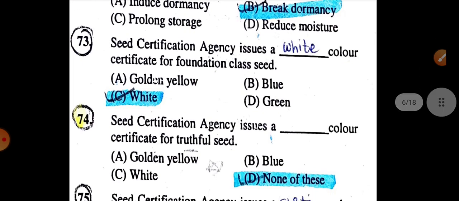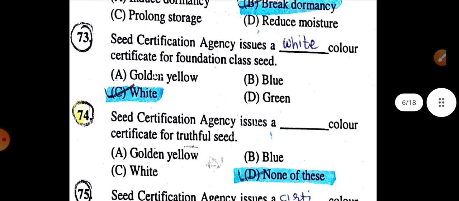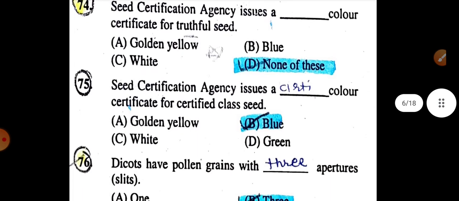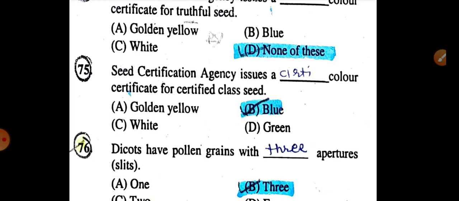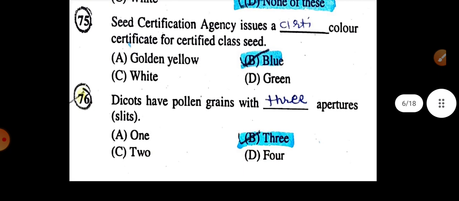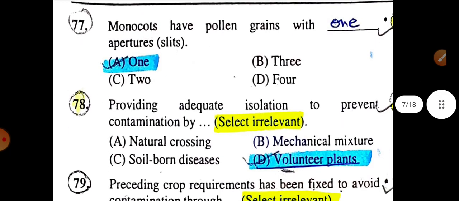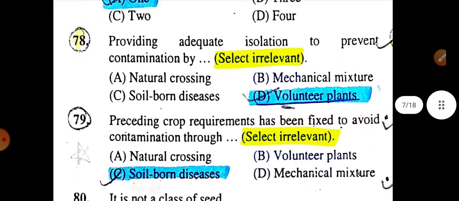Seed certification agency issues a white color certificate for foundation seed class. Seed certification agency issues an opal color tag for truthful seed. A seed certification agency issues a blue color tag for certified seed. Dicots have pollen grains with 3 slits. Monocots have pollen grains with 1 slit.